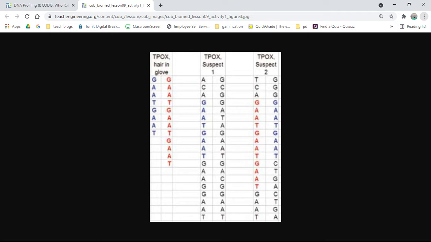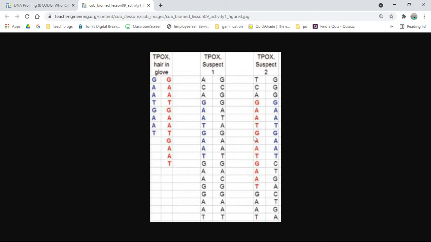So here's the sequence from the hair found in the glove, and then two suspects. And so what scientists do is they try to match this pattern, GAAT, GAAT, which you can see in suspect 1 matches right here, GAAT, GAAT. And then this pattern came from the mother's chromosome. You can see nowhere in here is there this exact sequence of letters in suspect 1. So they would call suspect 1 a 1-point match because the sequence matches in one place.